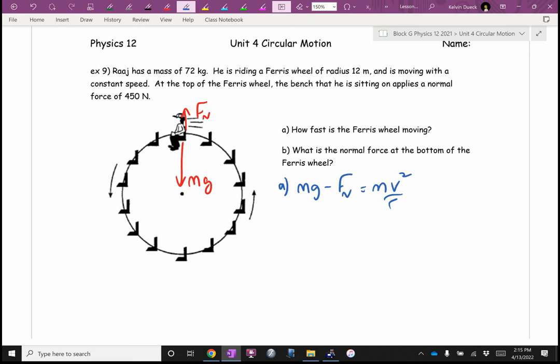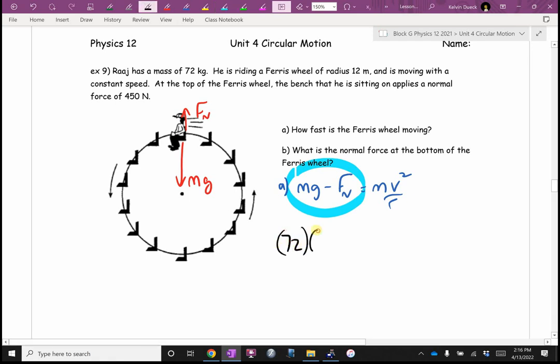Okay, folks, this is around where my love for rewriting equations ends. I could divide everything by M, multiply everything by R, and then square root. I'm not. I'm going to turn this into one number. I'm going to crunch this. I'm just going to go 72 times 9.8 minus 450 equals mv squared over r.